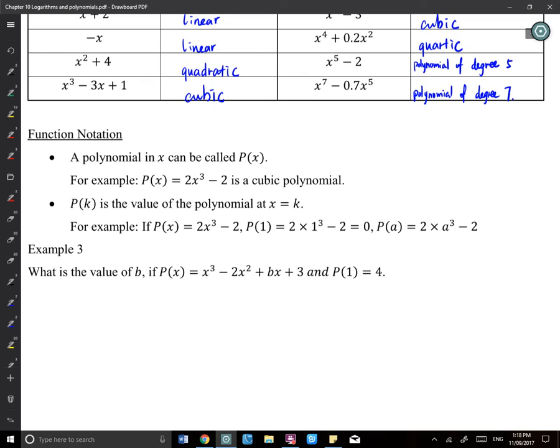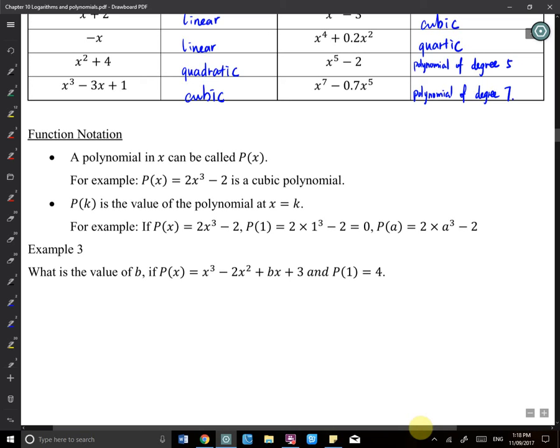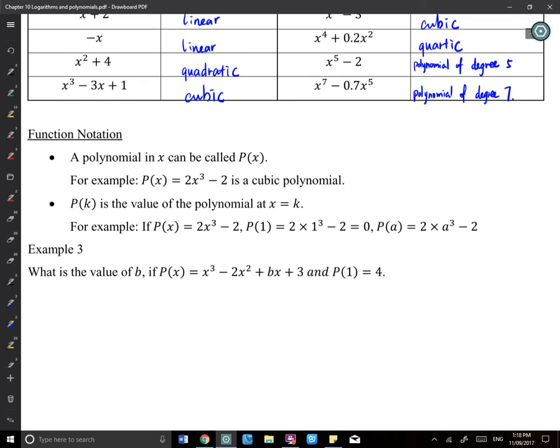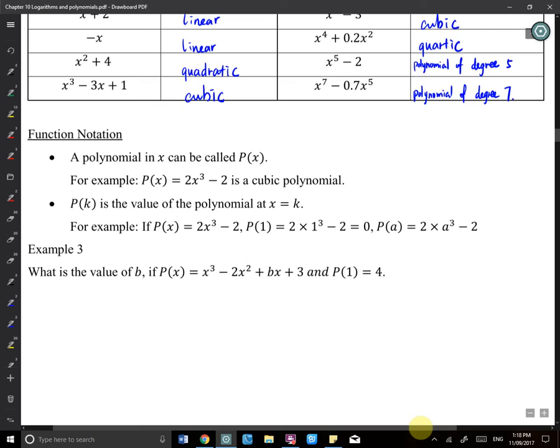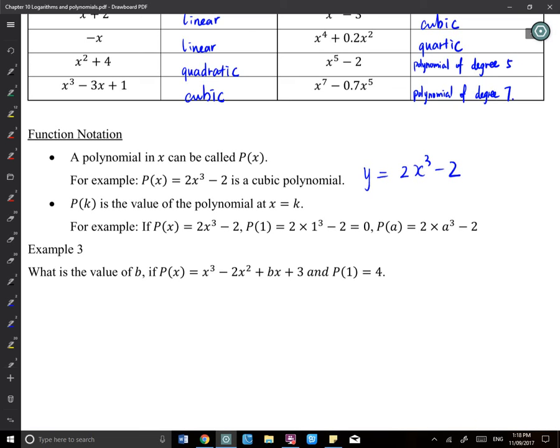So for function notation, a polynomial in terms of x can be called p(x). For example, x squared plus x cubed plus x to the power of 4 is called p(x). So p(x) equals 2x cubed minus 2 is a cubic polynomial. That is equivalent to saying y equals that, and it is the same. We just change y to p(x).